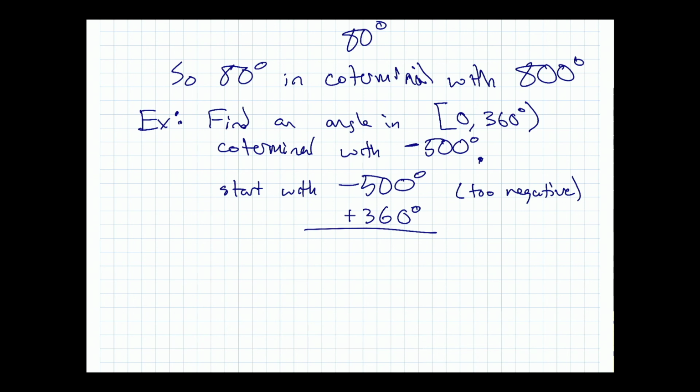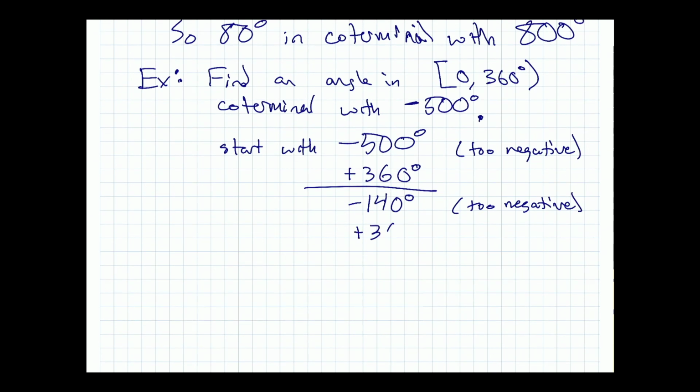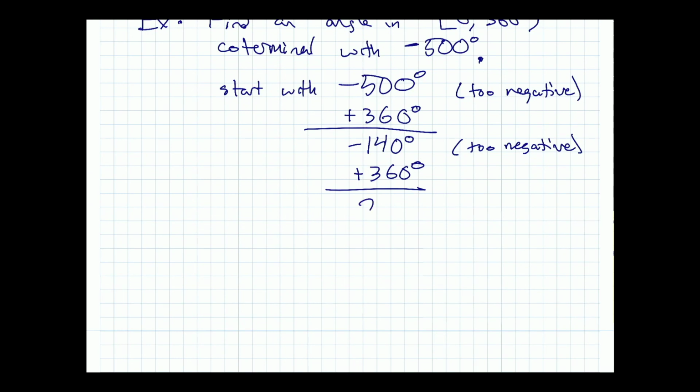All right. 360 minus 500. So you add those together, you get negative 140 degrees. Well, that's still negative, right? Still too negative. We need a positive angle. So what do we do? Add 360 again. We get 220. That's between 0 and 360, and so we're done.